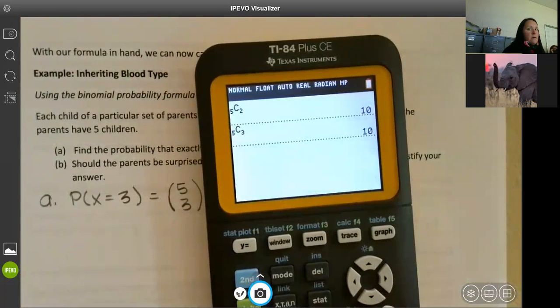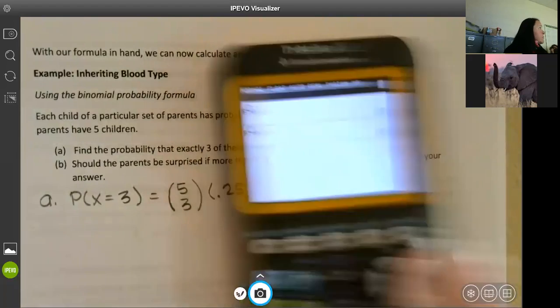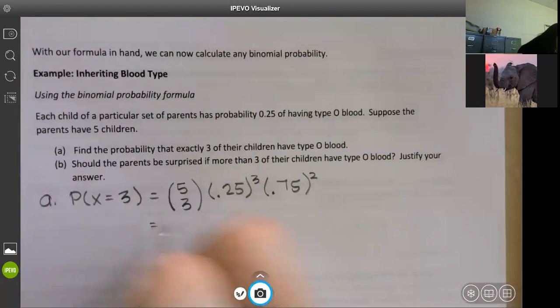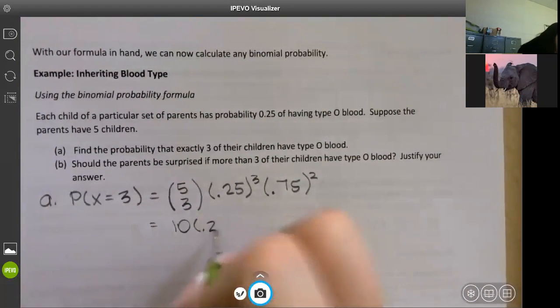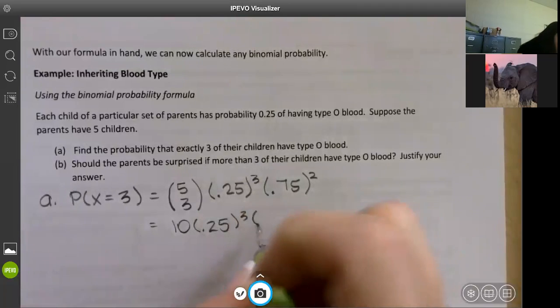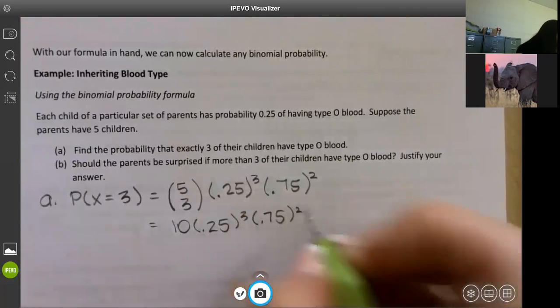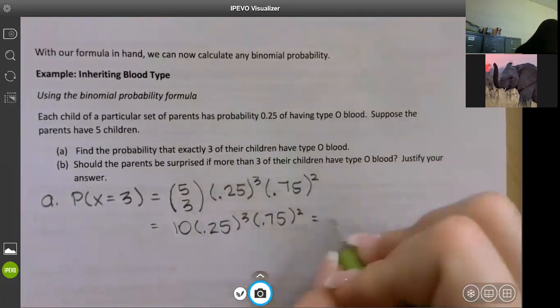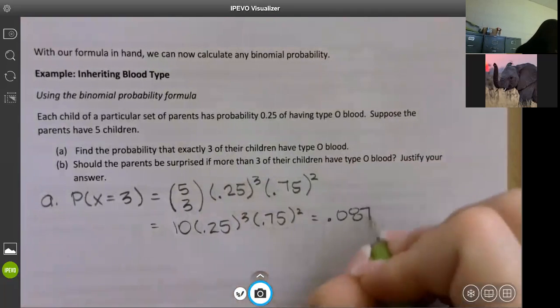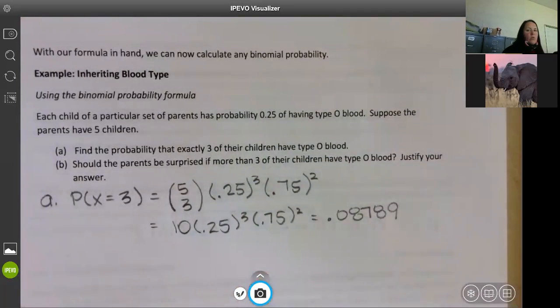What do we get? So there are 10 arrangements for that one as well. So we're going to do 10 times 0.25 to the third times 0.75 squared. And when you put that into your calculator, just regularly, you get this. What does that mean?